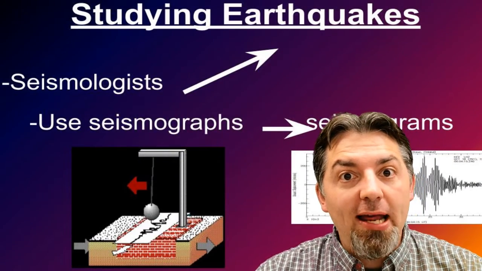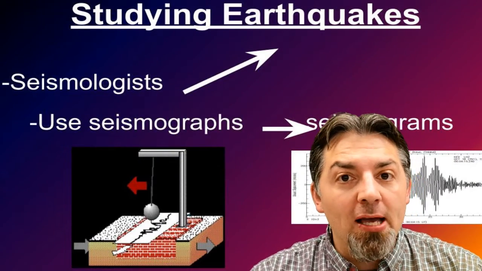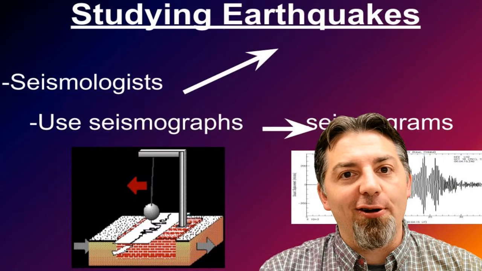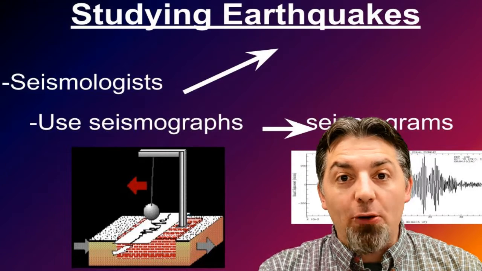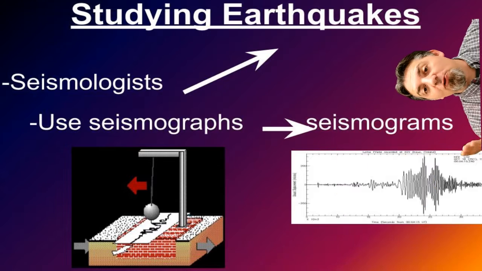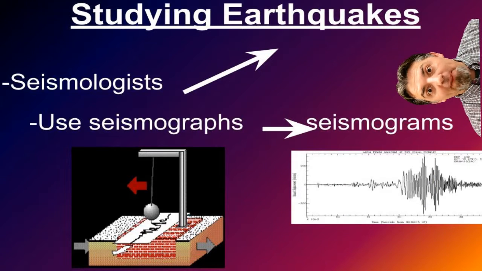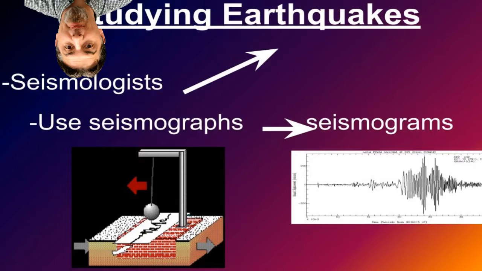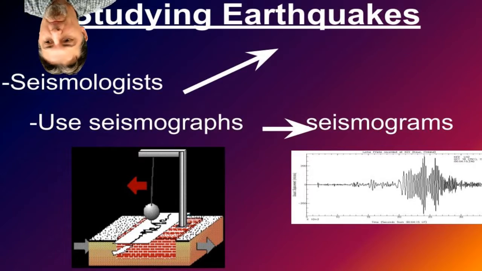Now remember, previously we looked at different instruments we used to study earthquakes, and one of them that we talked about was a seismograph, right? And it measures not only how much shaking there was, but also when that shaking occurred, which is really amazing. And it spits out a recording of that shaking that we call a seismogram. And the people that read that, people that study that, we call those seismologists. Seismologists.